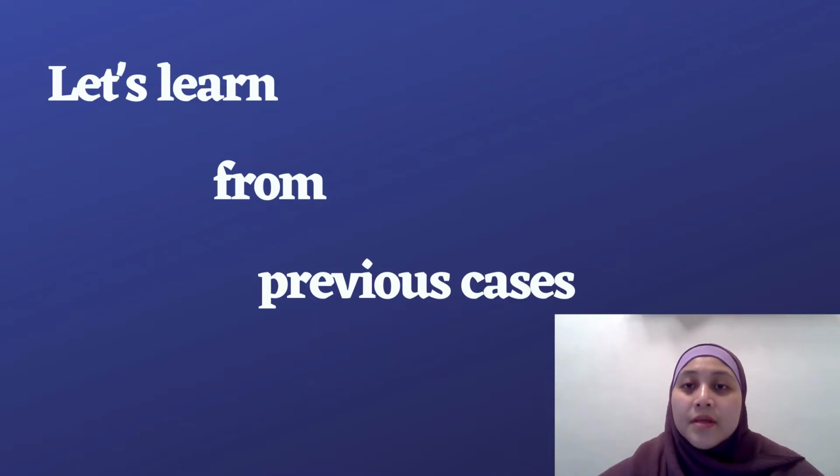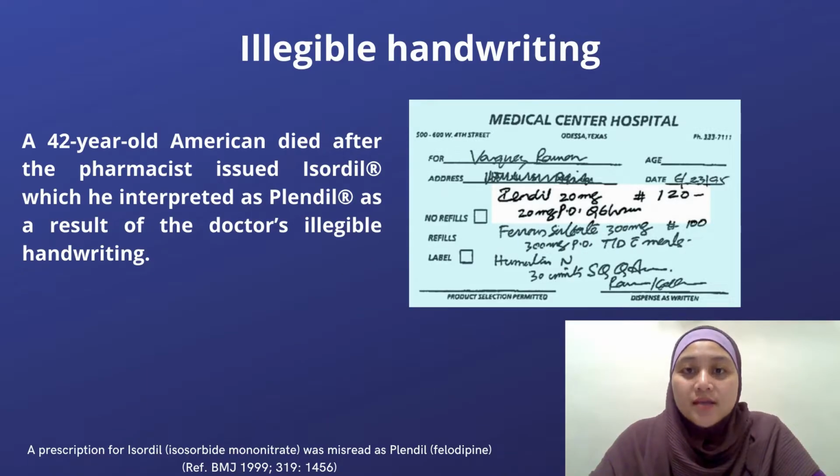Okay, let's learn some examples from previous cases. Now, let's learn from previous cases and the implication of prescription error. A case of illegible handwriting of a doctor. A 42-year-old American was given a prescription by his doctor. The pharmacist issued Isodil, which he interpreted as Plendil as a result of illegible handwriting. So if you were the pharmacist, what would be your guess about the first prescribed drug?